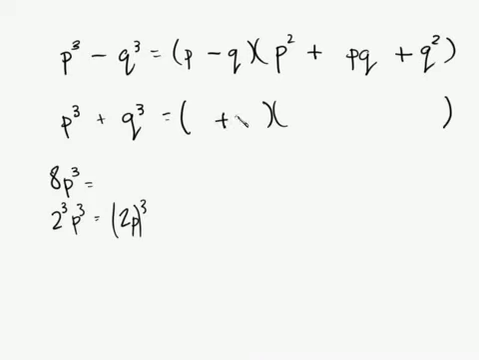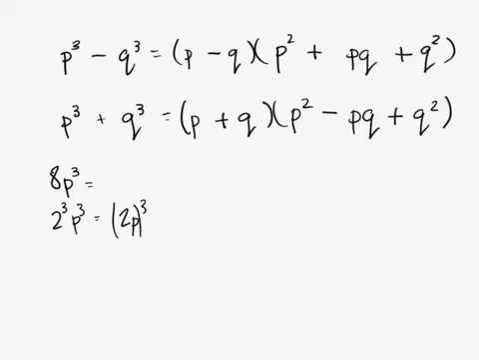So copy the sign, get the opposite sign, and this one's always plus. Write what you're cubing once here, and you do the same here. Take this q, write it once. Then you square the p, you square the q, and you take the product of the two, and you get pq.